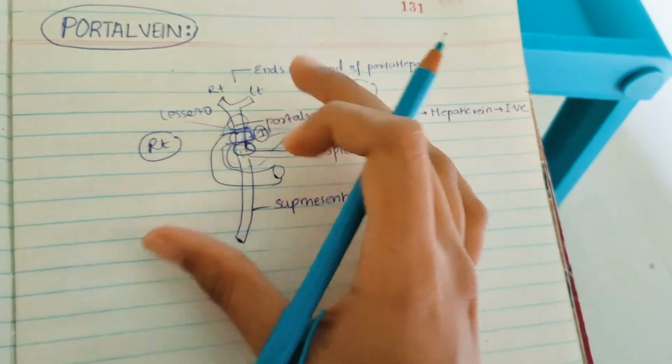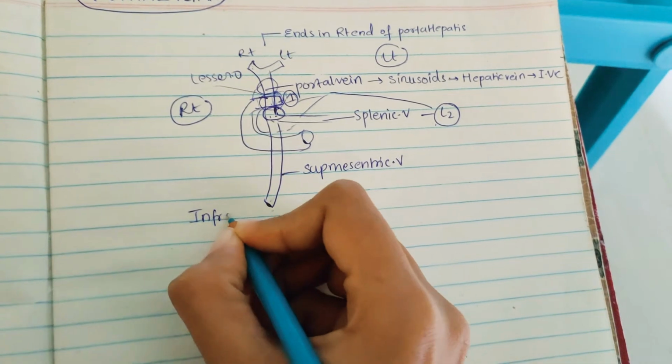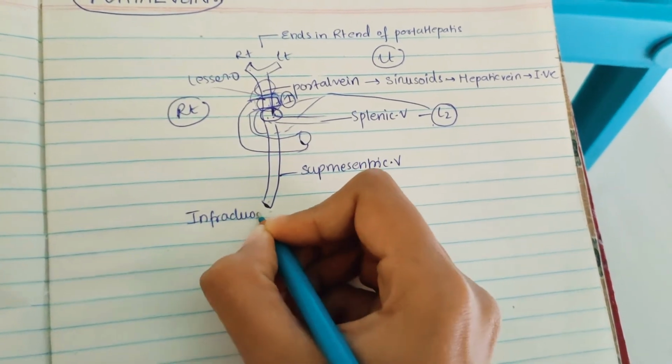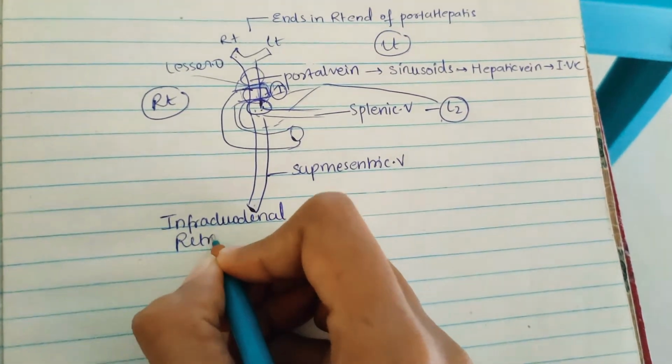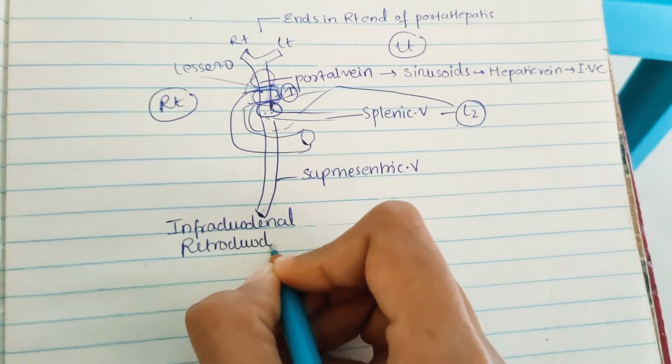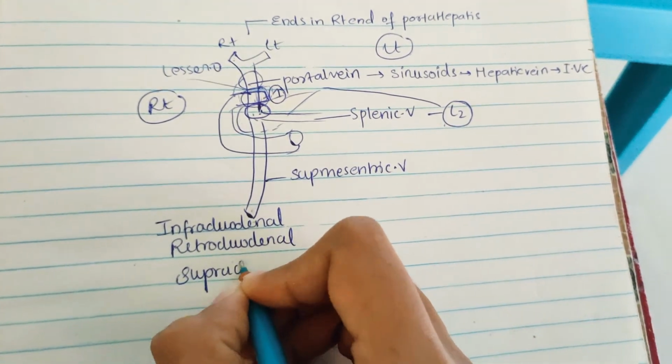Now let us see the different relations, as we said, in the infraduodenal part, in the retroduodenal part, and also in the supraduodenal part. What are the relations? Let us see now.